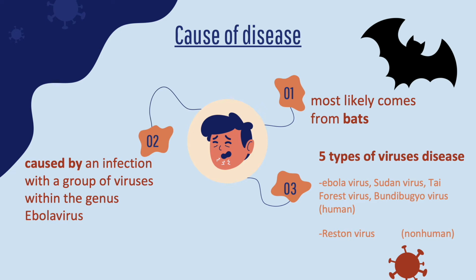There are 5 virus species that have been identified, 4 of which are known to cause disease in humans, which are Ebola virus, Sudan virus, Taï Forest virus, and Bundibugyo virus. And the 5th species, Reston virus, has not caused disease in humans but has affected nonhuman primates, such as monkeys, gorillas, and chimpanzees, and also pigs.